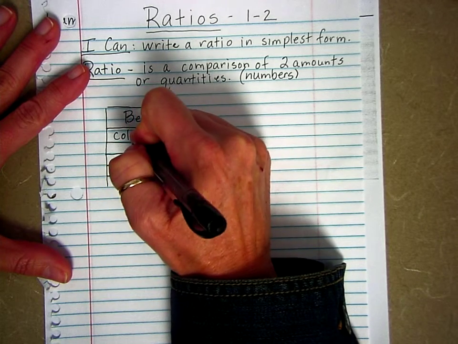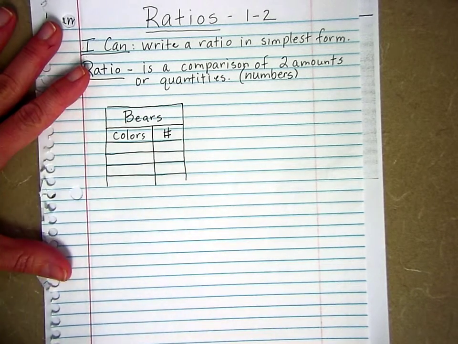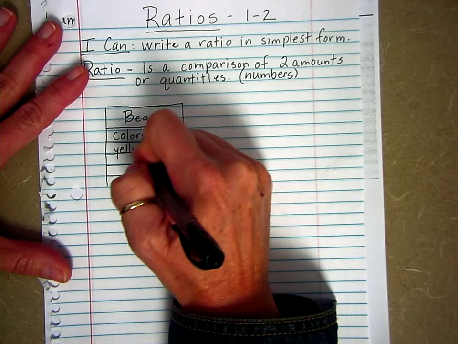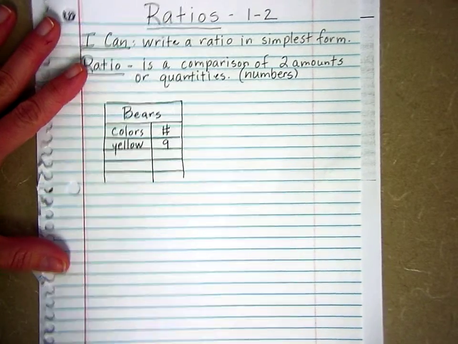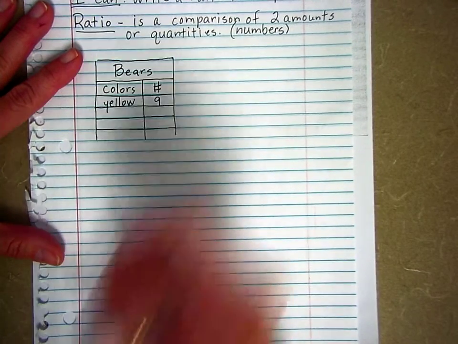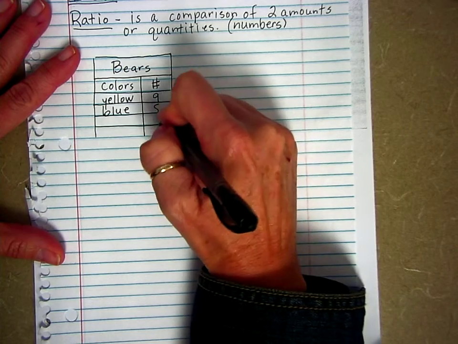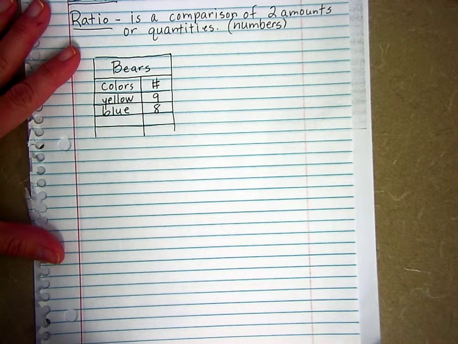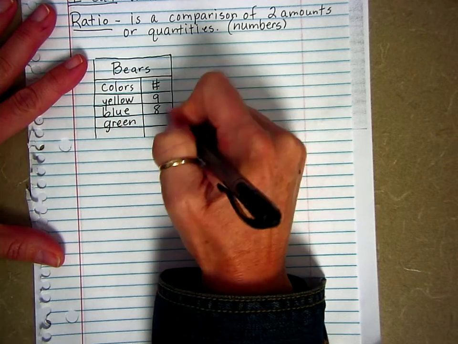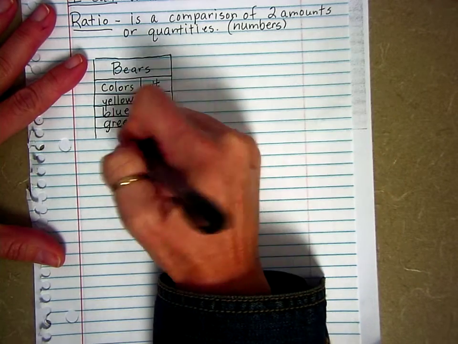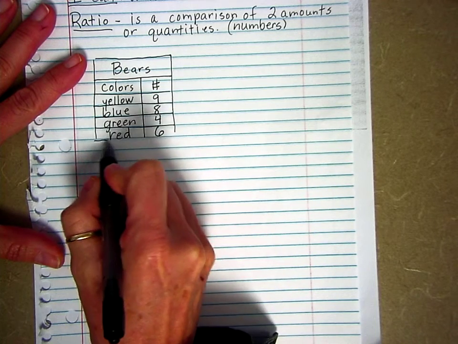So here we are going to list the colors and here we're going to list the number. So we have yellow gummy bears and we have 9 of those. We have blue gummy bears and we have 8 of those. Green gummy bears and we have 4 of those. And we have red gummy bears and we have 6 of those.